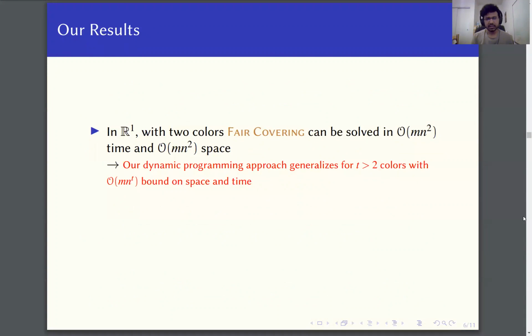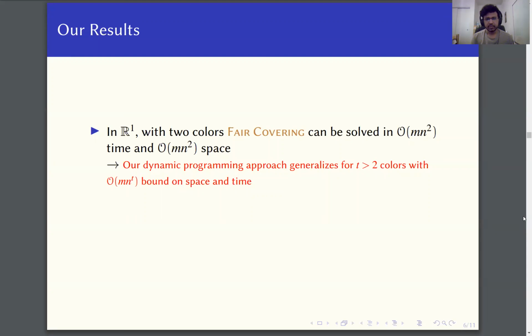Now, we summarize our results. Recall that n is the number of input points, m is the size of the candidate set of balls, and t is the number of colors. In 1 dimension, with 2 colors, we show that the fair covering problem can be solved in time O(mn^2), and our algorithms take space O(mn^2).